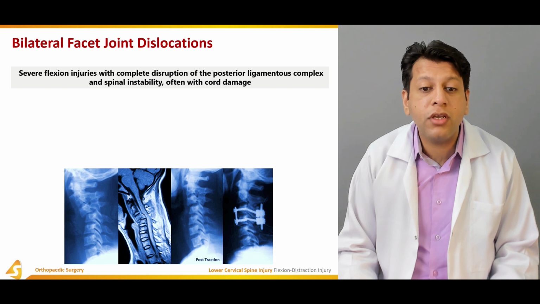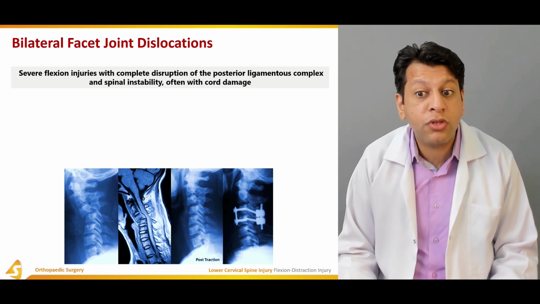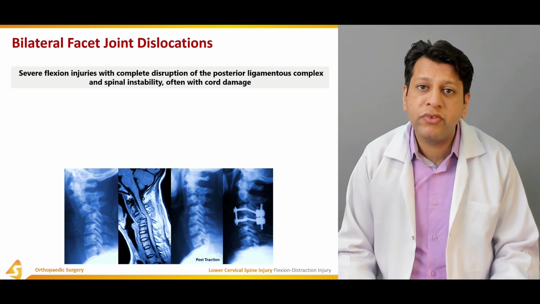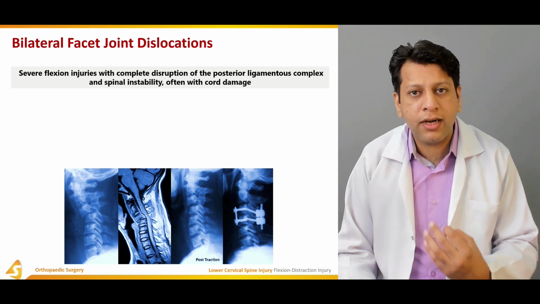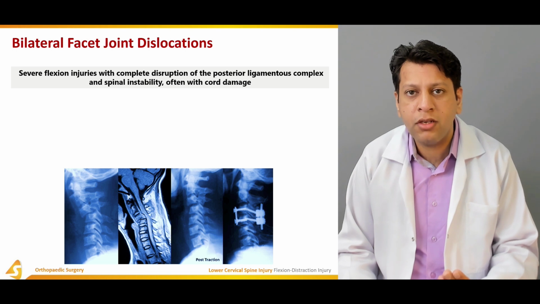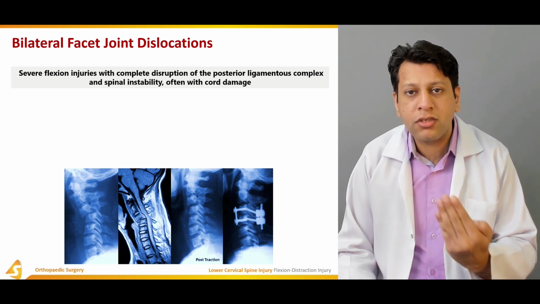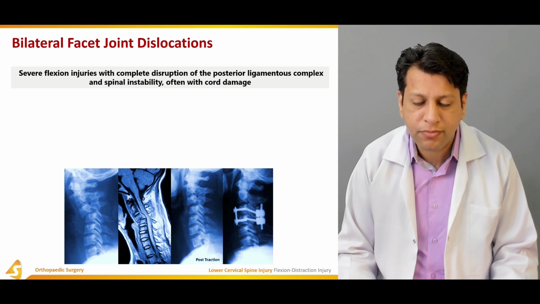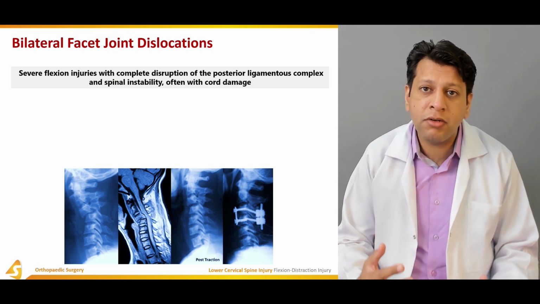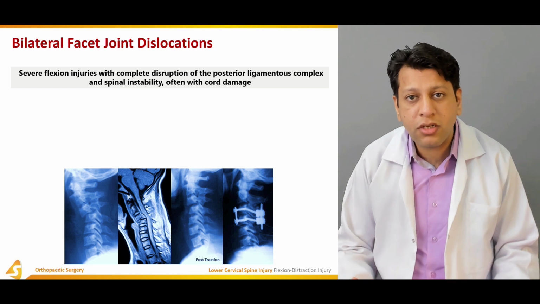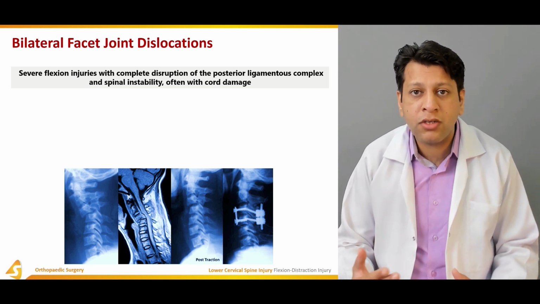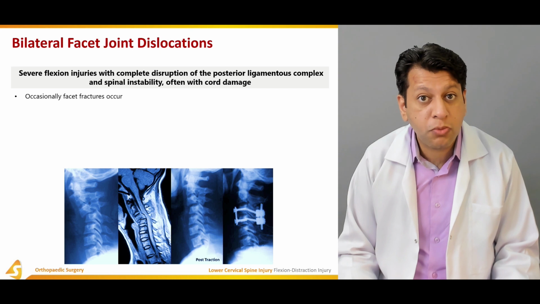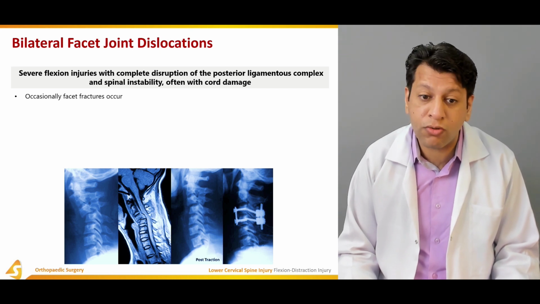This is actually a severe flexion injury with complete disruption of the posterior ligamentous complex and spine instability, often with cord damage. Now the mechanism is always flexion-distraction injury, and what happens is there is hyperflexion of the cervical spine with continuous deceleration and so excessive motion that eventually both the facets get displaced or disrupted. So the articulation between one vertebra and another is disrupted, and therefore one vertebra may rest over another vertebra in a severe flexion deformity. Occasionally they can also be associated with facet fracture dislocation.